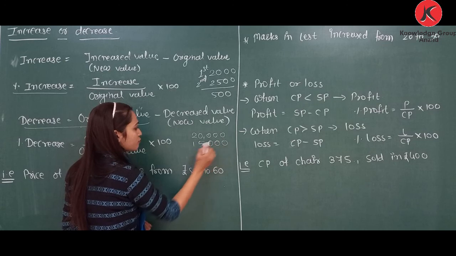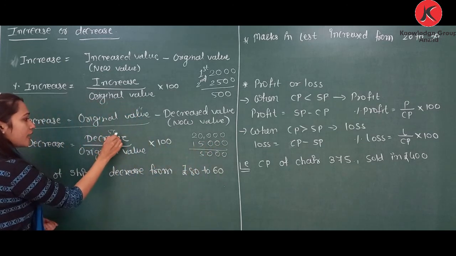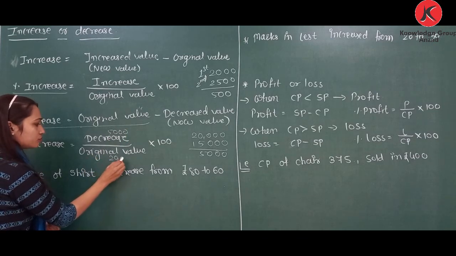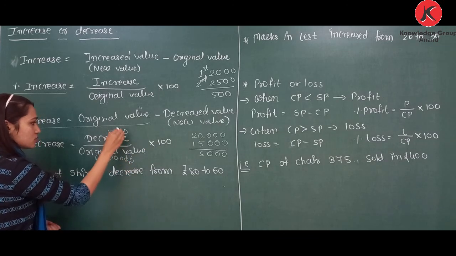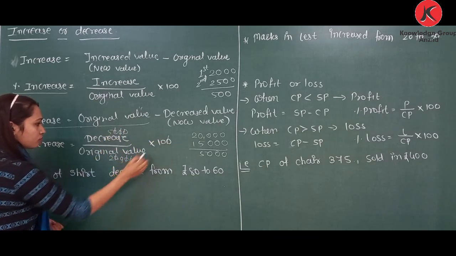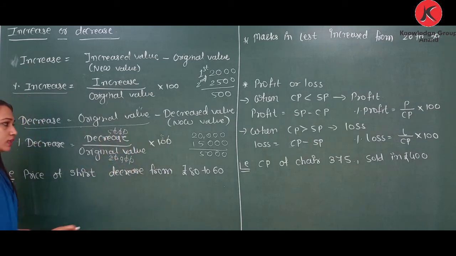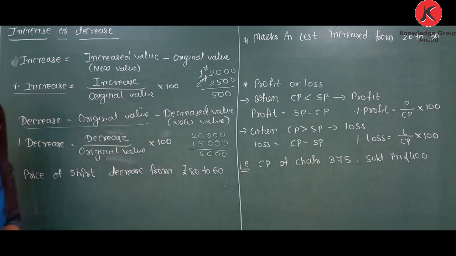Same, if we take the example of the scooter, that is 20,000 in the first year and 15,000 in the second year. So 5,000 is the decrease. So here we need to find 5,000, the original value is 20,000, multiply by 100. So here we can cancel out these zeros. So again it is 5%. Okay, so this way we can find the increase percentage and decrease percentage.